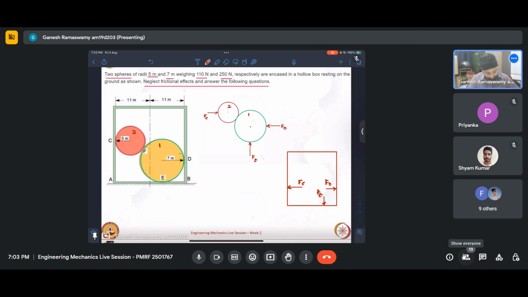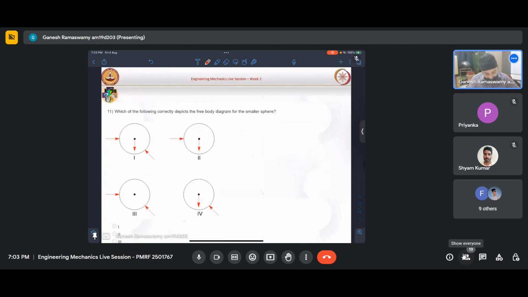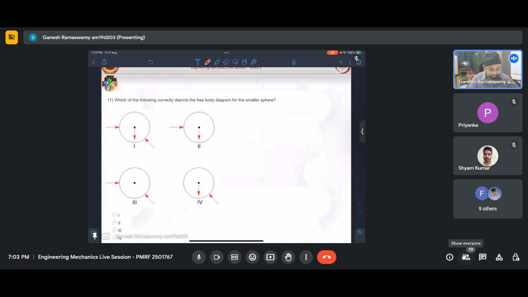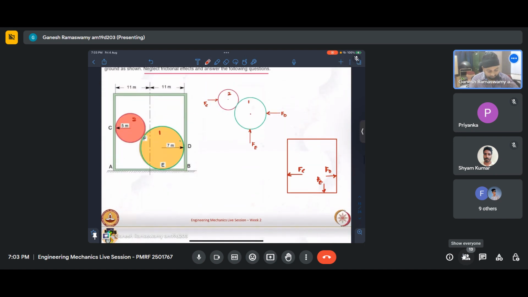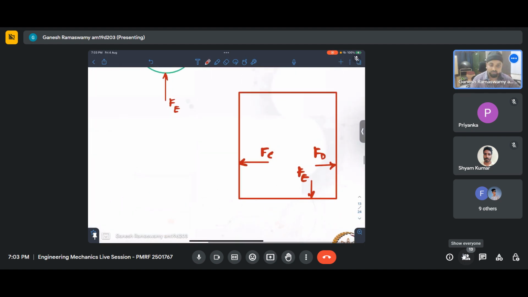Now let us look at the questions. So they have asked, which of the following depicts the free body diagram of the smaller sphere alone? That is what they have asked. So for the time being, this free body diagram is not complete. Is this complete? Anyone?